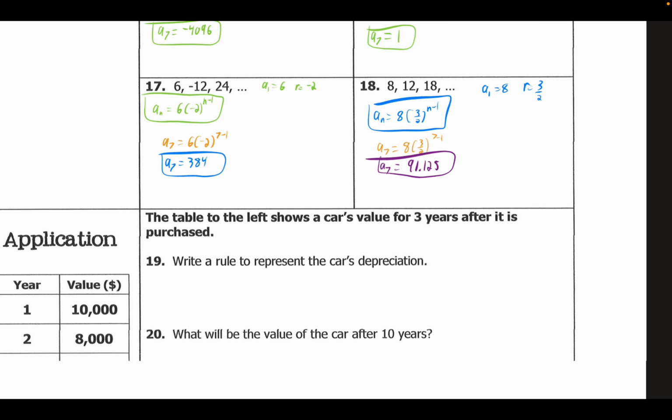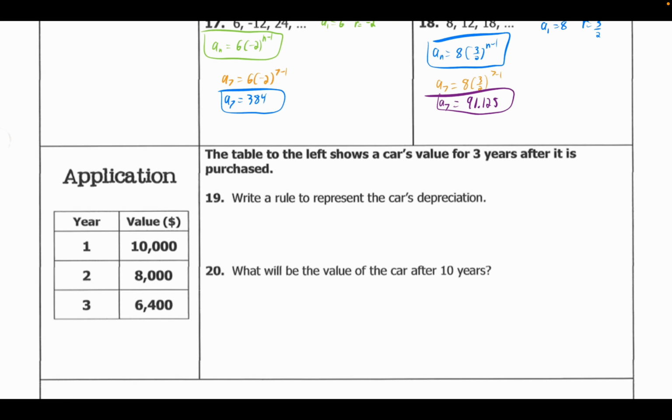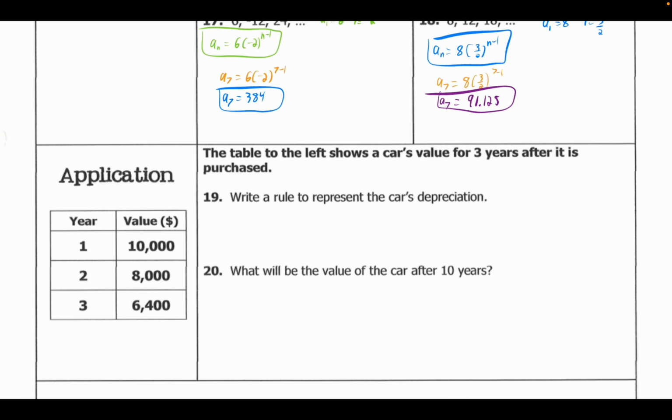Now we're going to apply this with one problem. So the table on the left shows a car's value for 3 years after it's purchased. So 1 year after it's purchased, it's $10,000. Second year after it's purchased, $8,000. Third year after the purchase, $6,400. So write a rule to represent the car's depreciation.